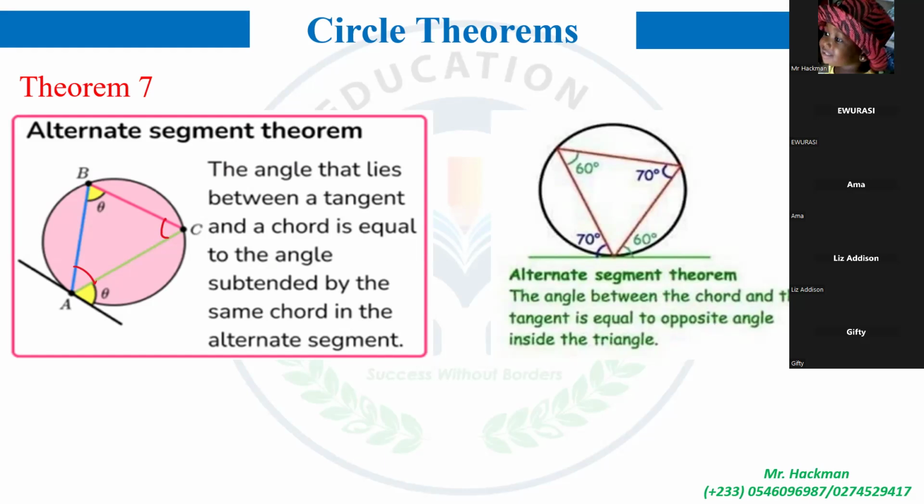All right, so now we have our next theorem. Usually, I tell students that this particular theorem is the most technical one. However, it is technical, but when you get the concept, in terms of the technicalities, you will be very, very good to go. You will always find it very easy. So this is what we call the alternate segment theorem. I'm going to read: the angle that lies between a tangent and a chord.